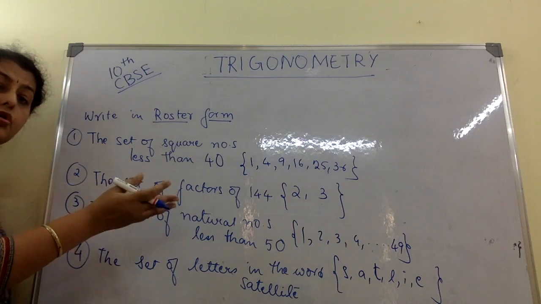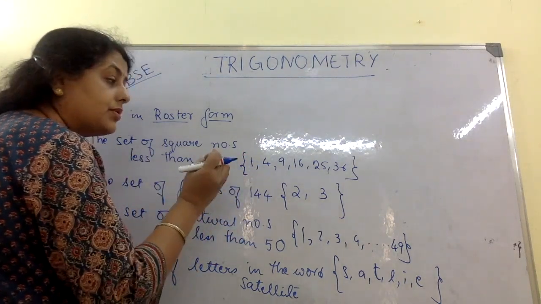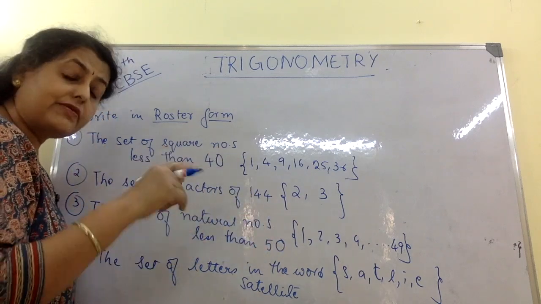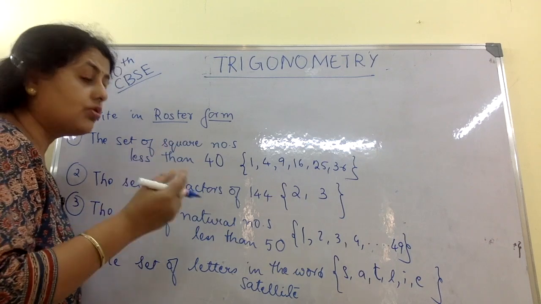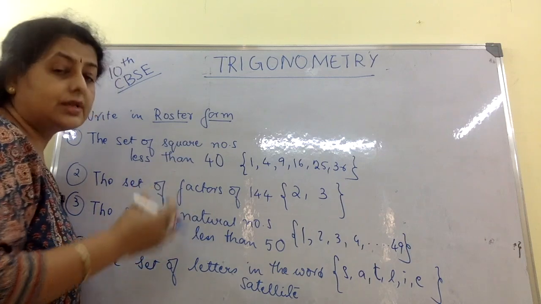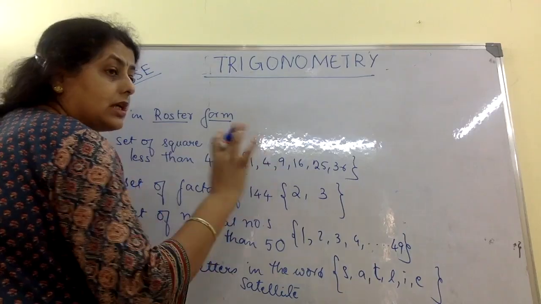So this is what we call roster form. That means we are writing each of the elements with a comma. Now when we do set builder form, you will see that we don't write them actually. We just give some indications, some hints to get the set. In roster form, we write down the elements properly with the help of commas.